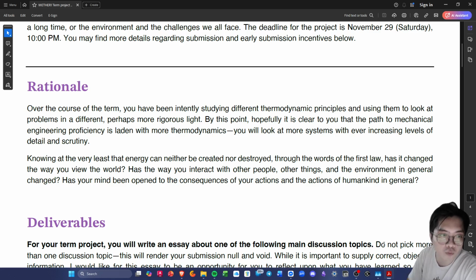Has it changed the way you view the world? Has the way you interact with other people, other things, and the environment in general changed? Has your mind been open to the consequences of your actions and the actions of humankind in general? So basically, this is the reason behind why I want you guys to have this project, right?